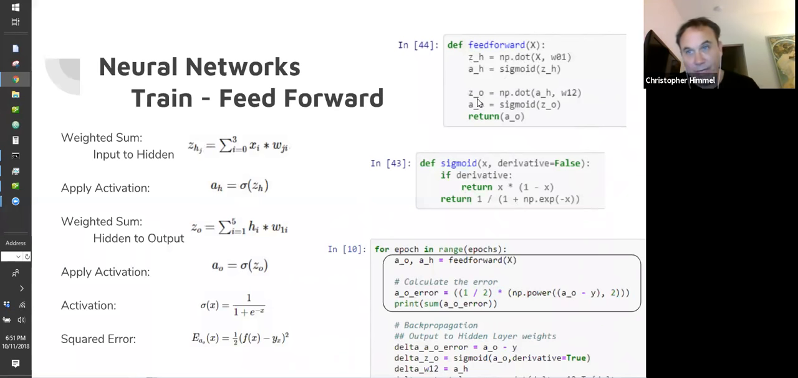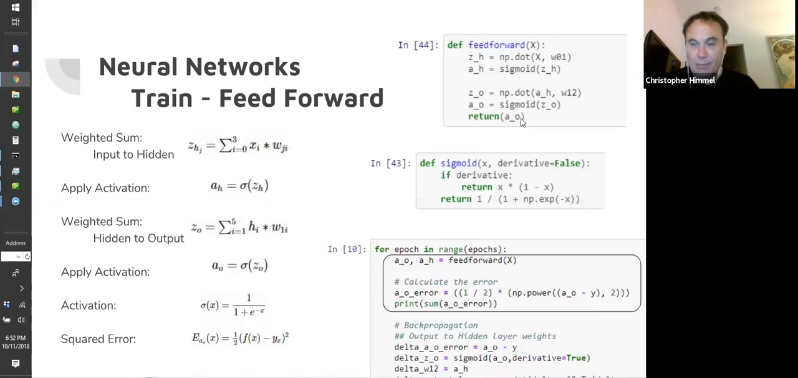Then we do exactly the same thing again for our second layer, going out from our hidden layer to the output. We take the outputs we just got out of our hidden layer and do a dot product of those with our next set of weights. Then we get a weighted sum inside that neuron, pass that through our sigmoid activation function, and we get our final output.